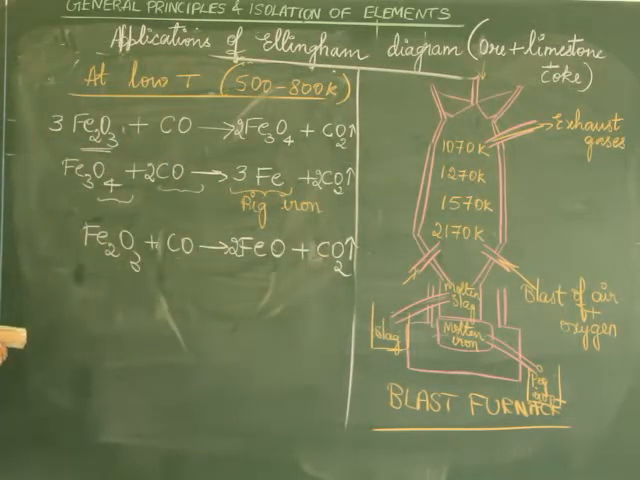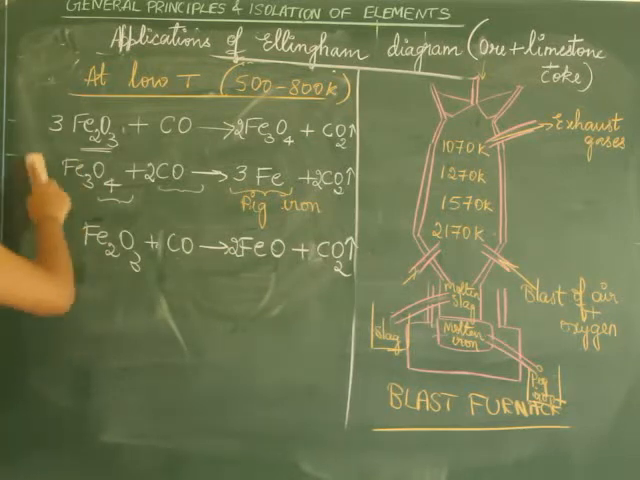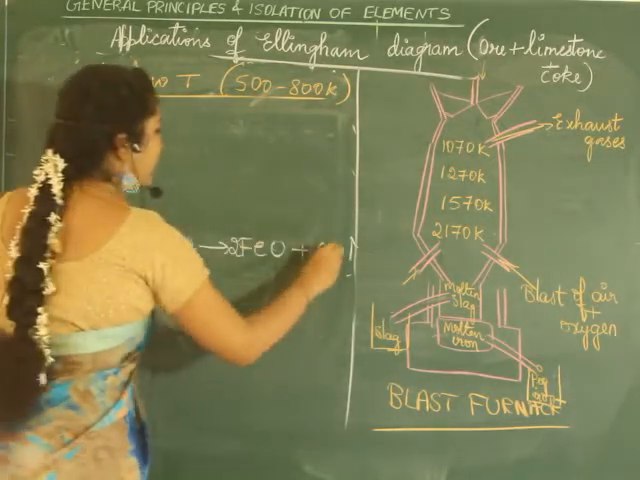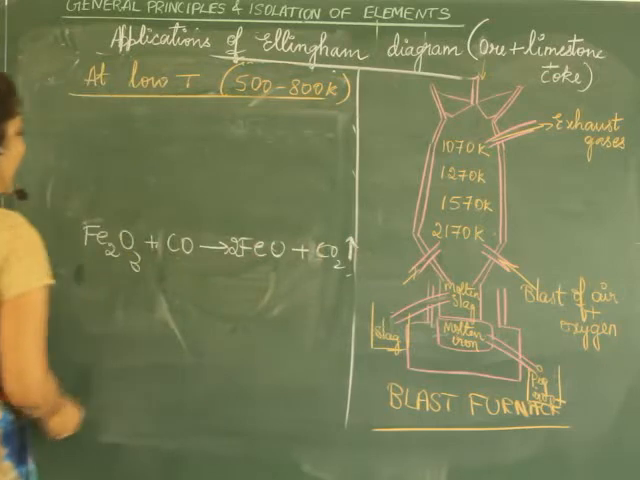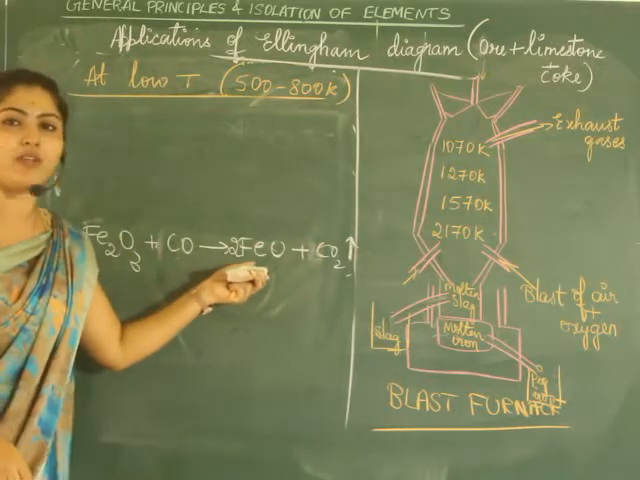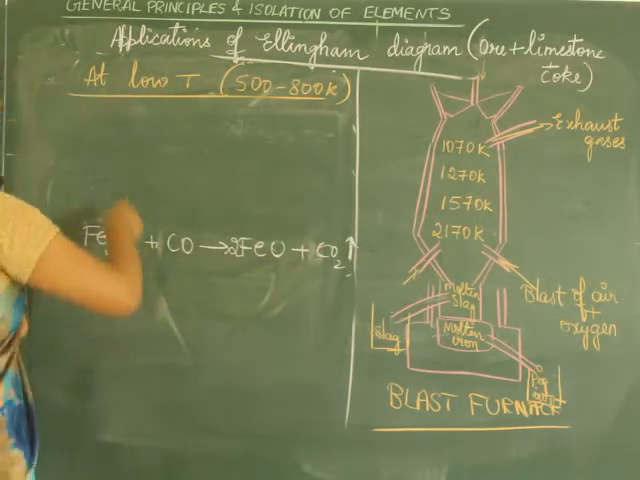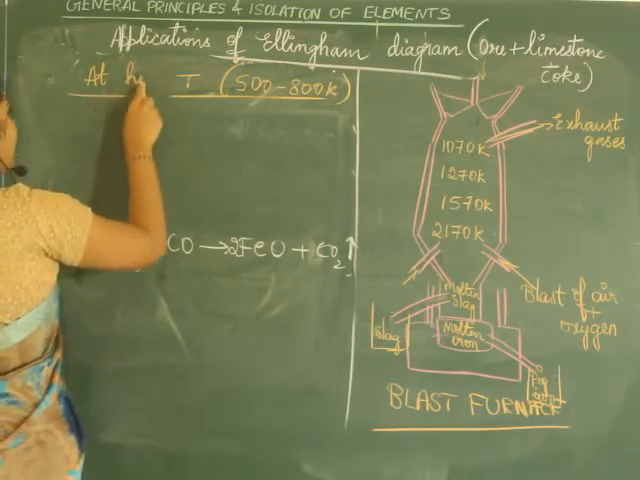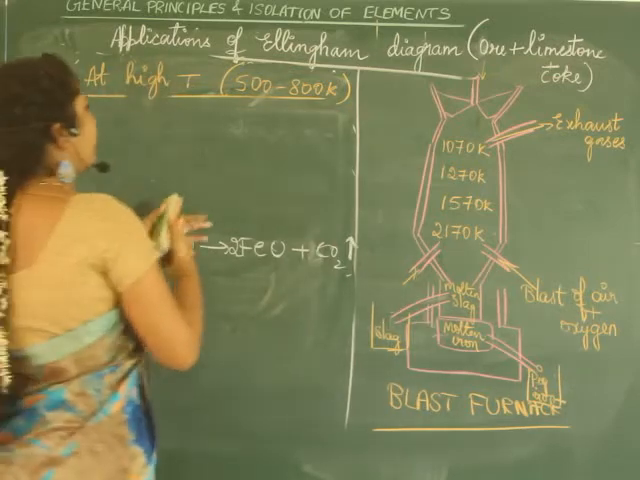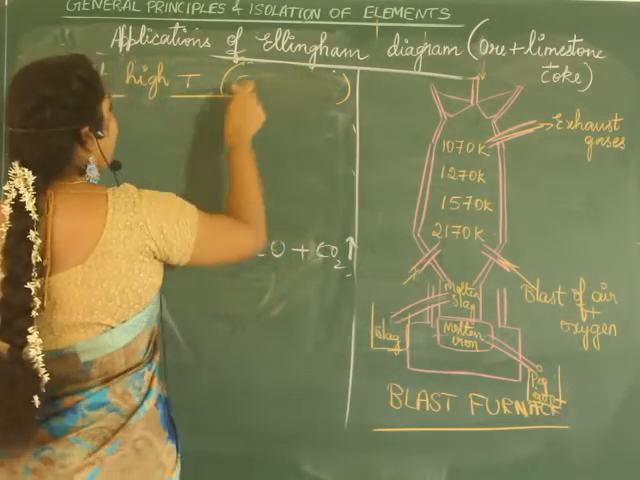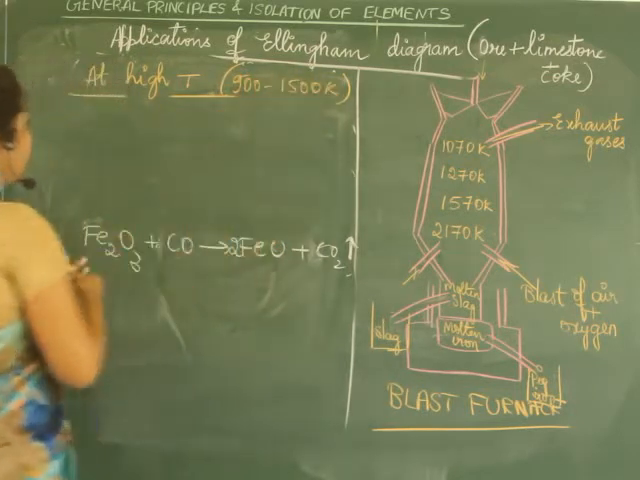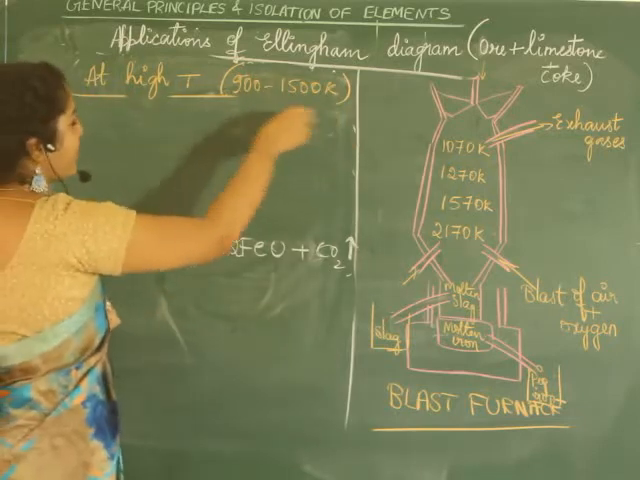Now let us see the reactions taking place at high temperature. Please do note this. So here, as you remember, this reaction, because we need this FeO to convert it into Fe later. At high temperature, say at around 900 to 1500 Kelvin, what happens? Here we have taken limestone there, isn't it?